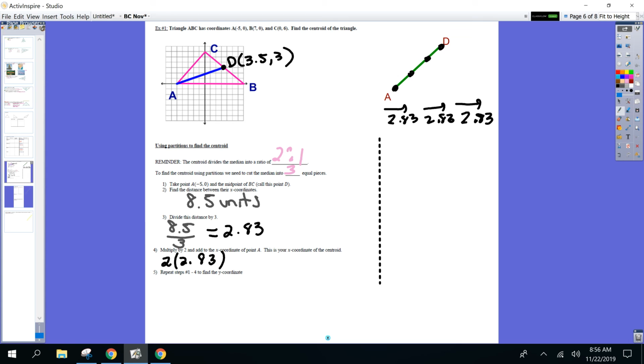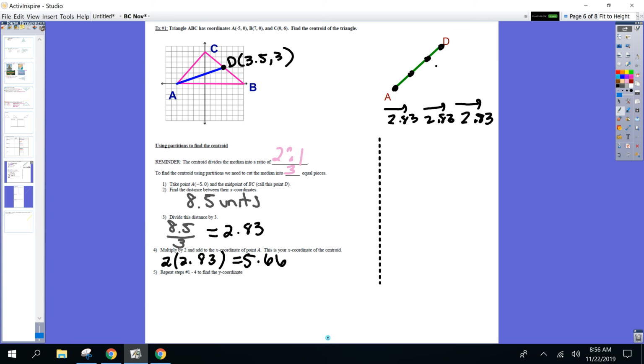Everyone see why I got to go 2.83 twice? Because I don't want that point. I want this point right here. So how many total units on the x-axis do I have to go to reach the centroid? 5.66. So I have to go 5.66 total units on the x-axis from what starting point?